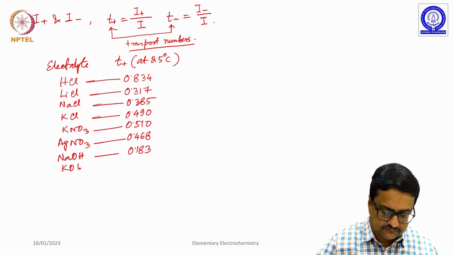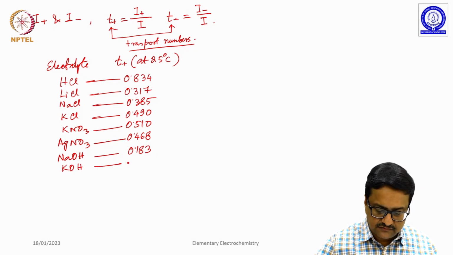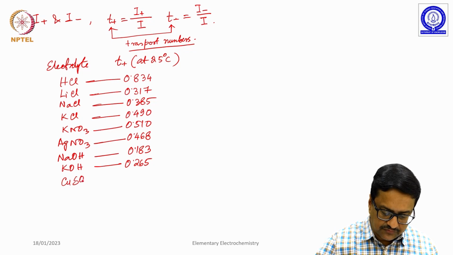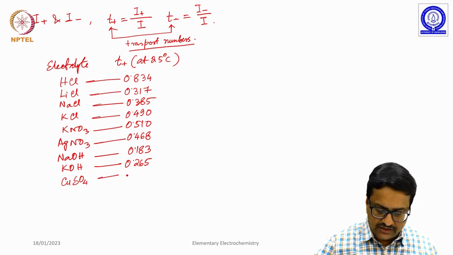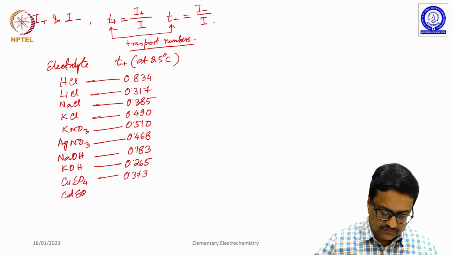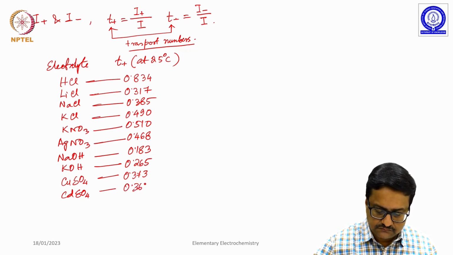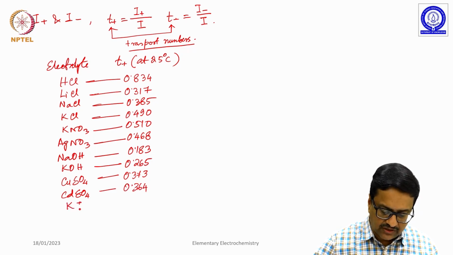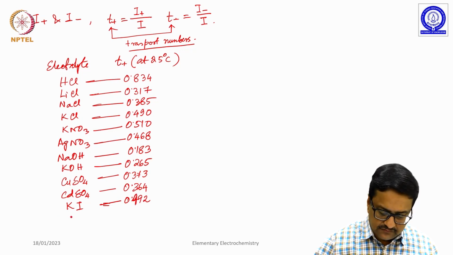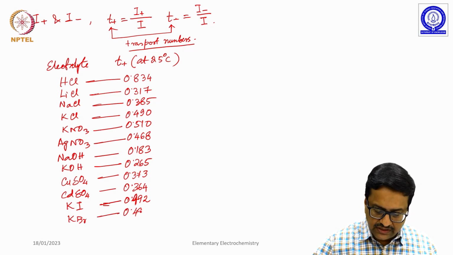KOH, it is 0.265. CuSO4, it is 0.373. CdSO4, it is 0.364. Potassium iodide, it is 0.492, and KBr, it is 0.492 once again.